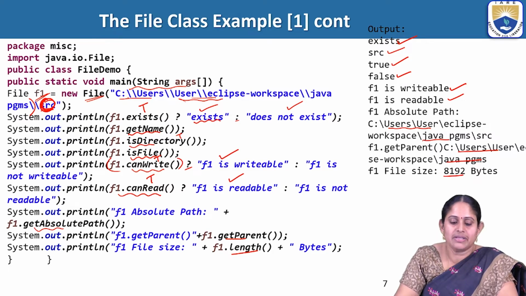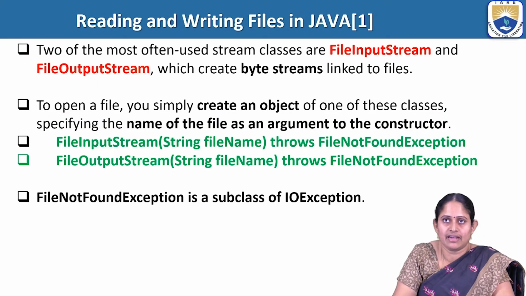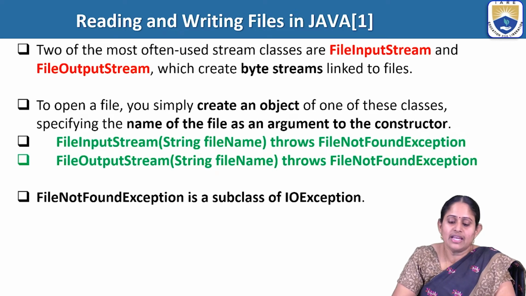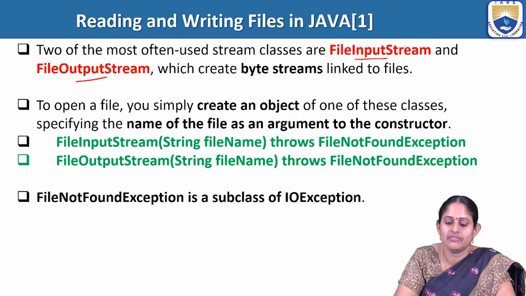So these are the various methods which are available in the File class. Now let's see how we can read and write files in Java. To read and write files, we make use of FileInputStream and FileOutputStream, which create a byte stream linked to the file.